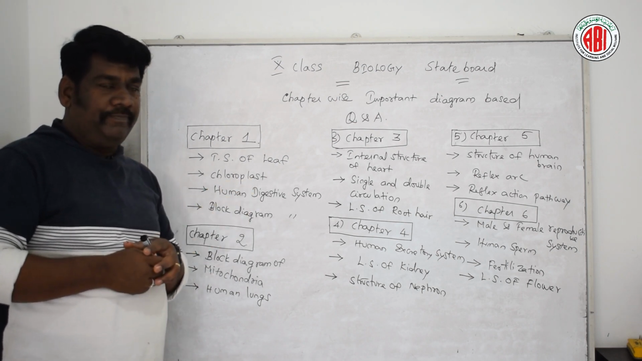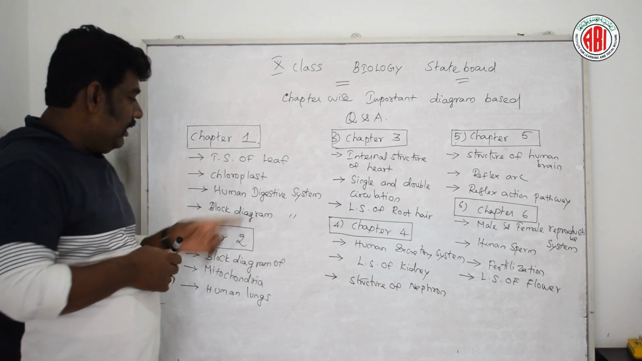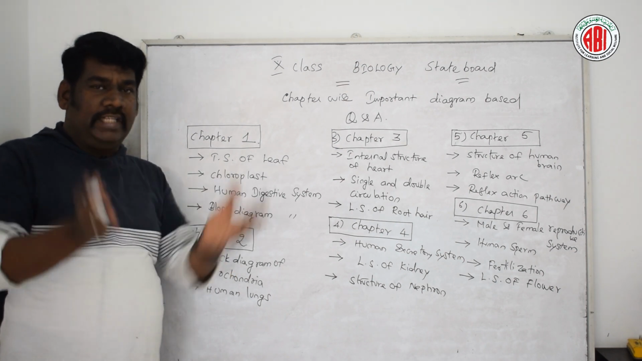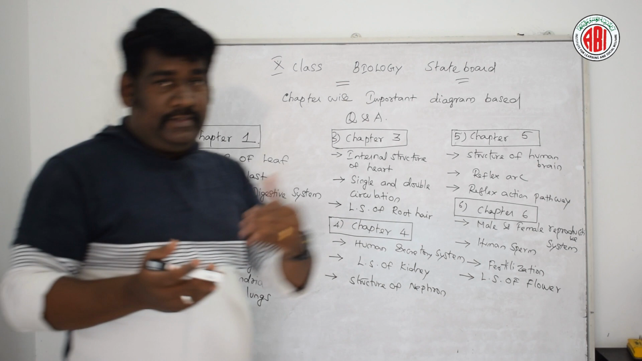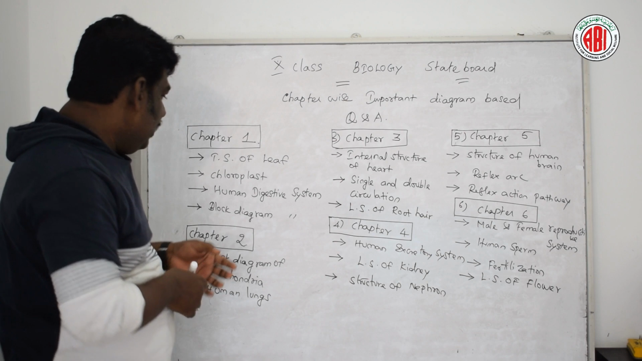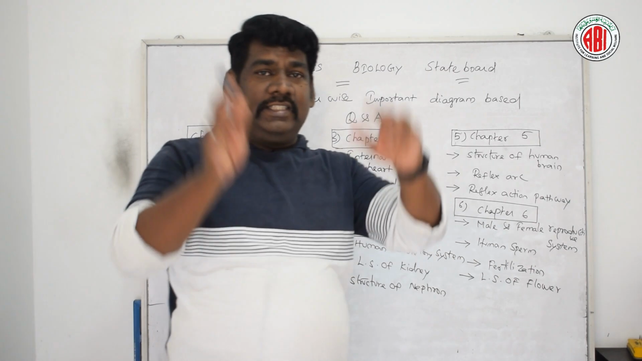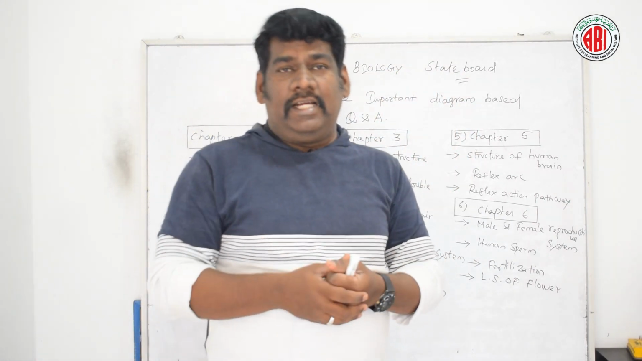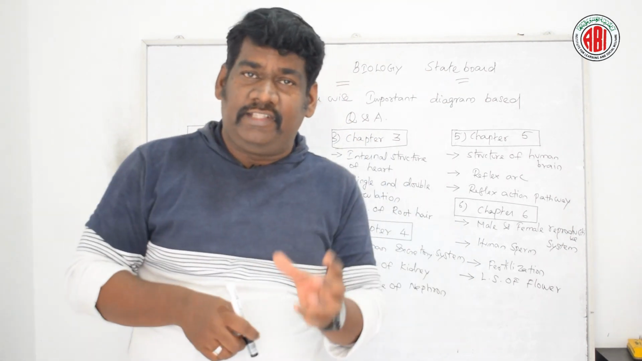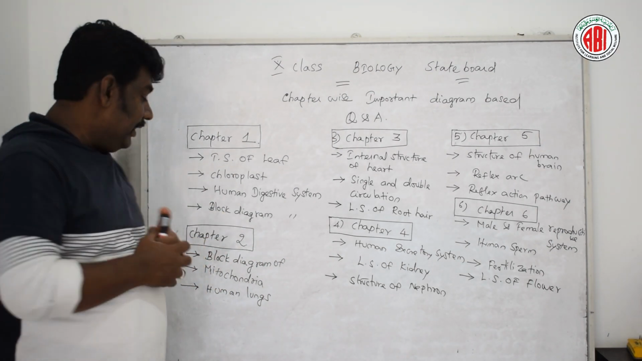Similarly, chloroplast, which supports photosynthesis in autotrophic plants, and the human digestive system, the entire digestive tract. Some questions may come based on that diagram. Similarly, the block diagram of the entire alimentary canal: instead of asking to draw the diagram, they may ask to draw a block diagram of the different organs involved in the human digestive system. That is also one of the important diagrams we could expect.